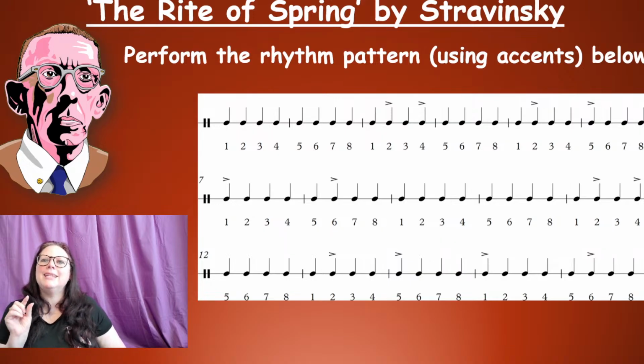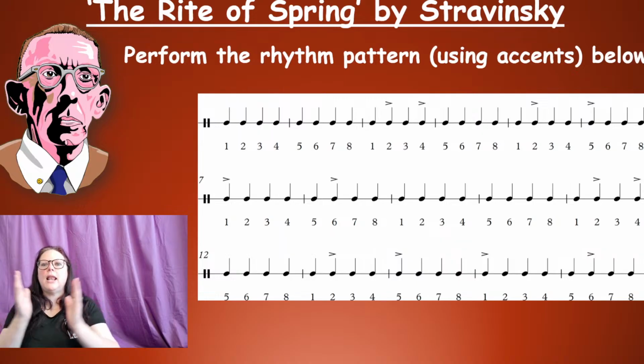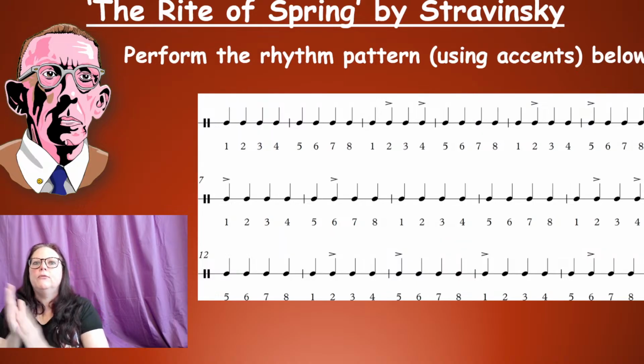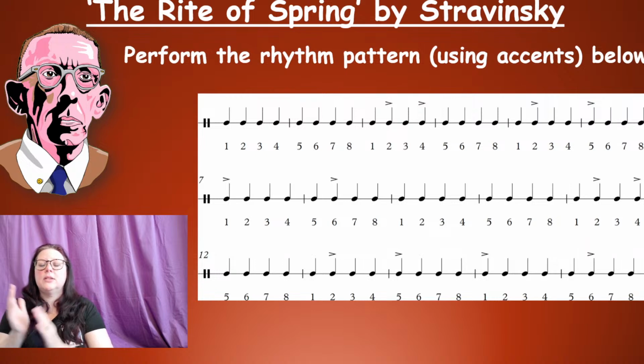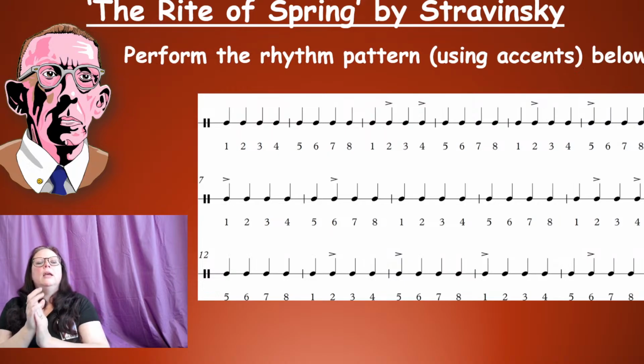Now let's try and clap that. So we clap normally for the numbers that aren't accented, and then on the beats that are accented, we clap loudly. We accentuate, we make it more prominent. So here we go. 5, 6, 7, 8.